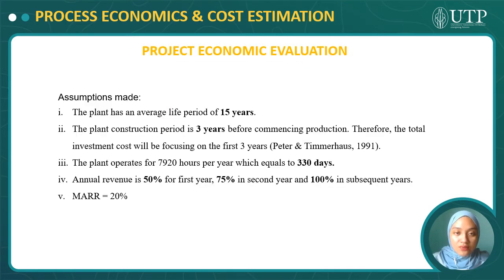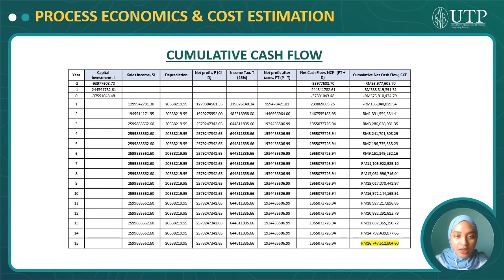Next is the project economic evaluation. Here are some of the assumptions made, where the plant life is 15 years, the construction period is 3 years, and the MARR is 20%. And here is the cumulative cash flow, where at year 15, the CCF is 26 billion ringgit.